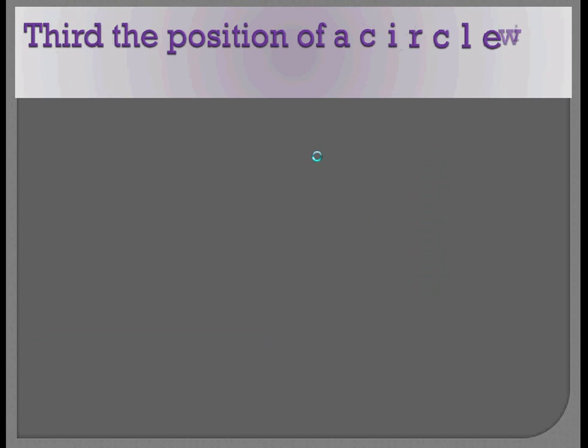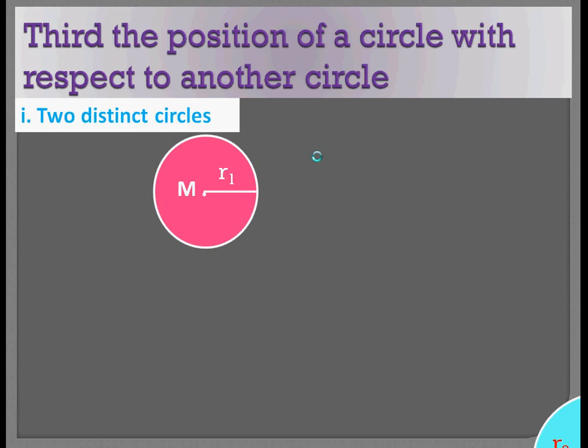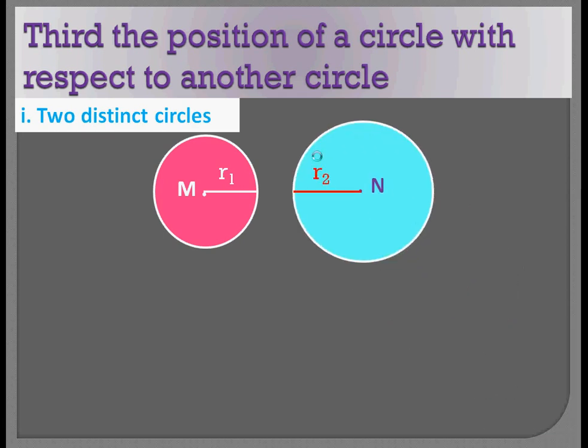Let's have the third case and the most important case in our lesson today. It's the position of a circle with respect to another circle. We have spoken about the position of a straight line and a point with respect to a circle, but now we will speak about the position of a circle with respect to another circle. Let's have a circle M with radius R1, and a circle N with radius R2. As you see, these two circles are away from each other. So we can say that M and N are two distant circles.